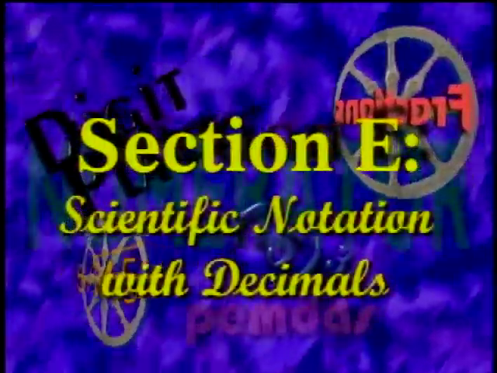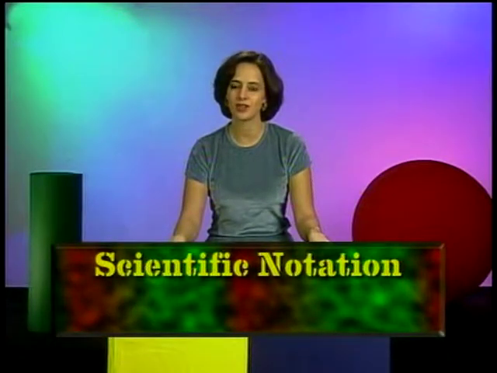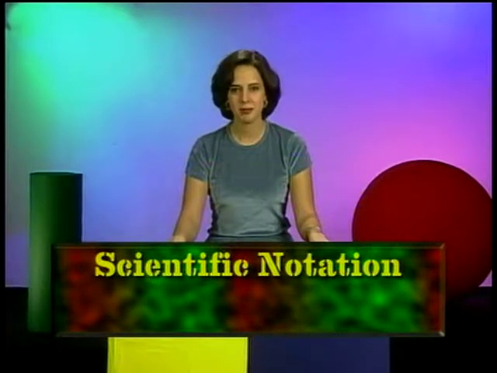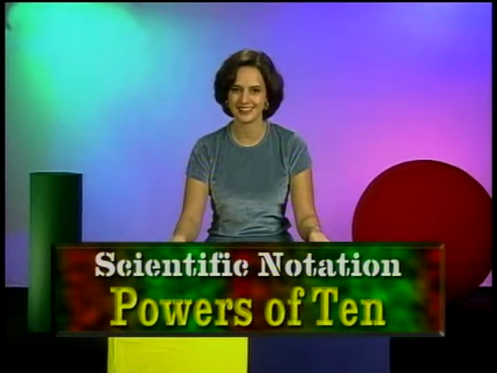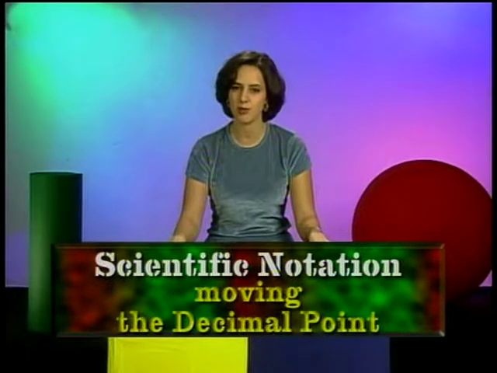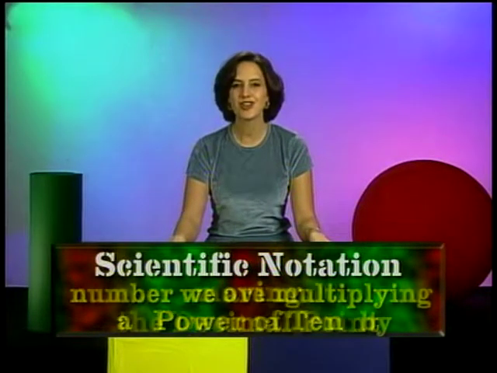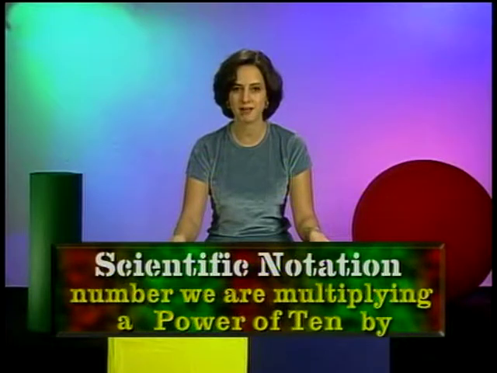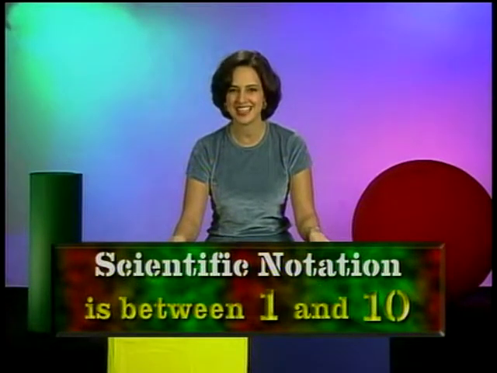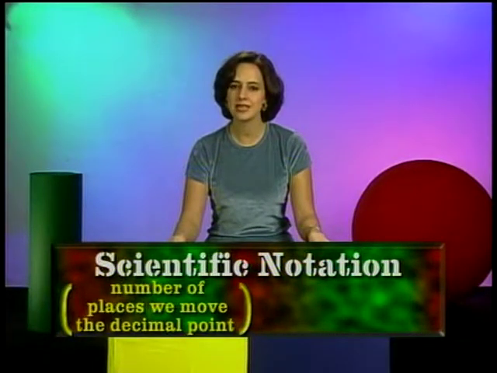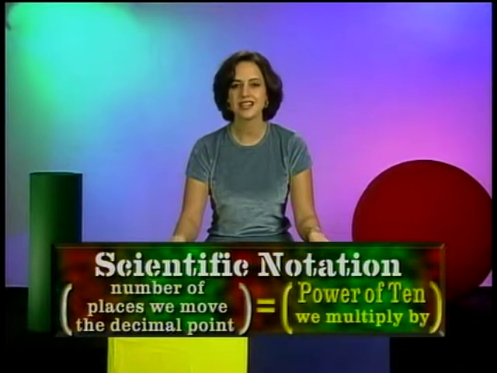Section E, scientific notation with decimals. Decimals are often used in scientific notation. Remember, in scientific notation, we're dealing with powers of 10. All we're really doing in scientific notation is moving the decimal point enough places so that the number we're multiplying a power of 10 by is between 1 and 10. And the number of places we move our decimal point tells us what power of 10 we multiply by.